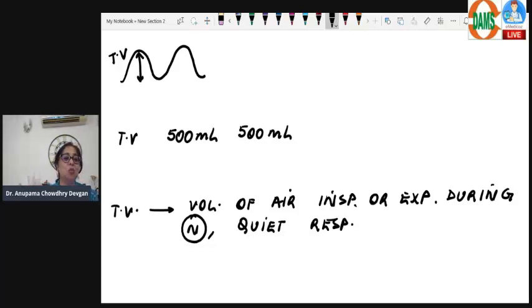Dead space is 1/3 of the tidal volume. What is dead space? Dead space is the volume of air which is not participating in respiratory exchange. ठीक है? जो डेड स्पेस है दैट इज 1/3. टाइडल वॉल्यूम कितना होता है? 500 ml. डेड स्पेस कितना है? 140 to 150 ml. So it is approximately 1/3 of the tidal volume. 500 ml of air जो हम ब्रीथ कर रहे हैं उसका 1/3 हिस्सा does not participate in respiratory exchange. That is what is meant by dead space by tidal volume ratio.